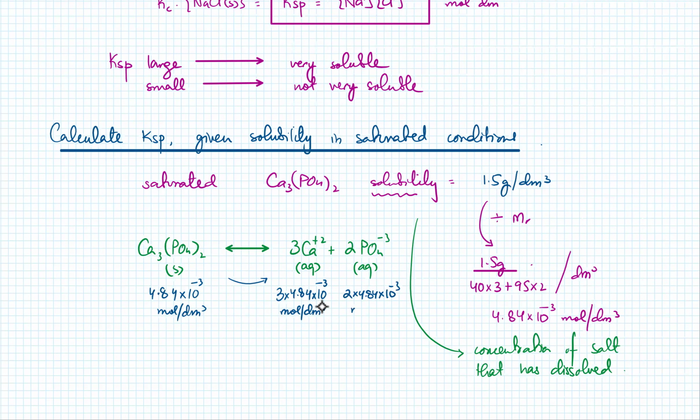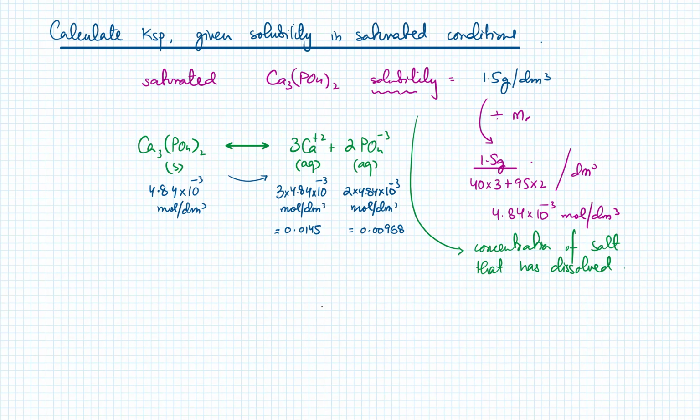Can you tell me what the value is? For calcium, it is 0.0145. Again, what's the value for phosphate? 9.68 multiplied by 10 to the power minus 3. So 0.00968, right?